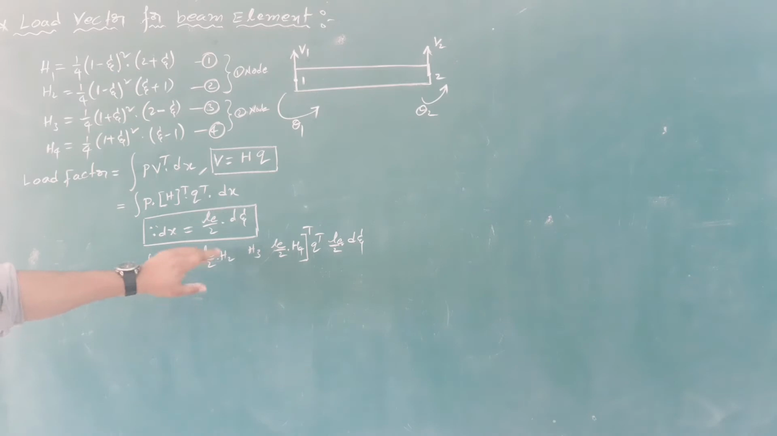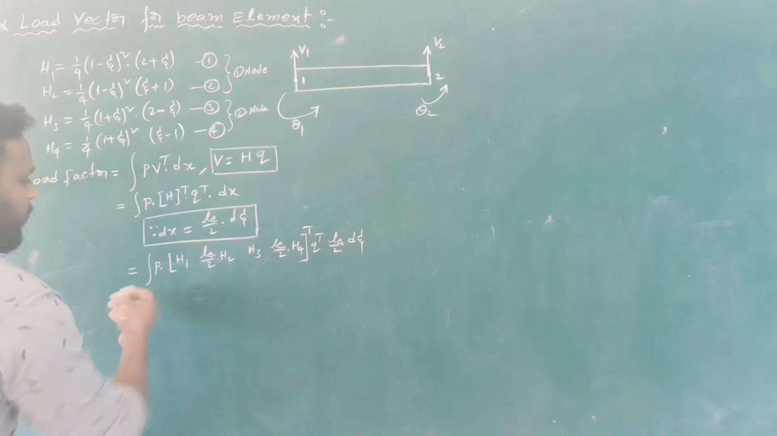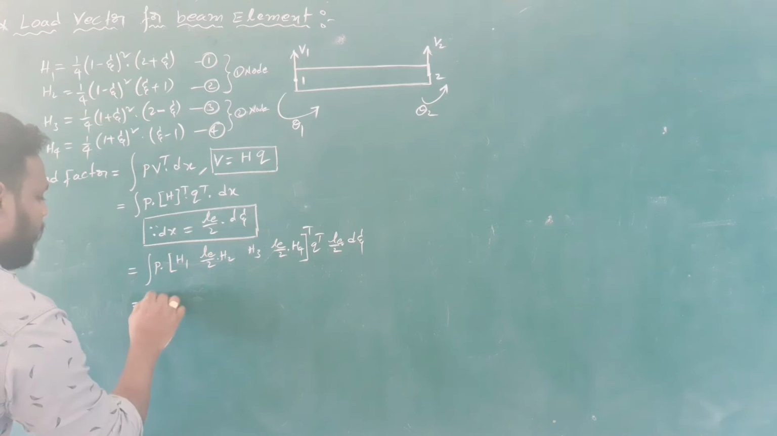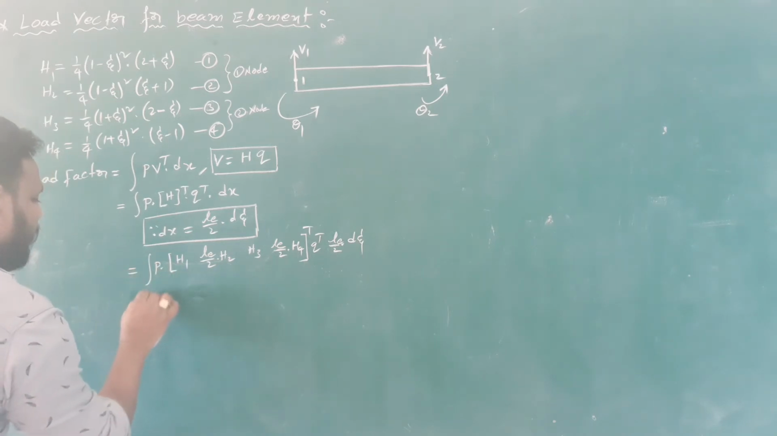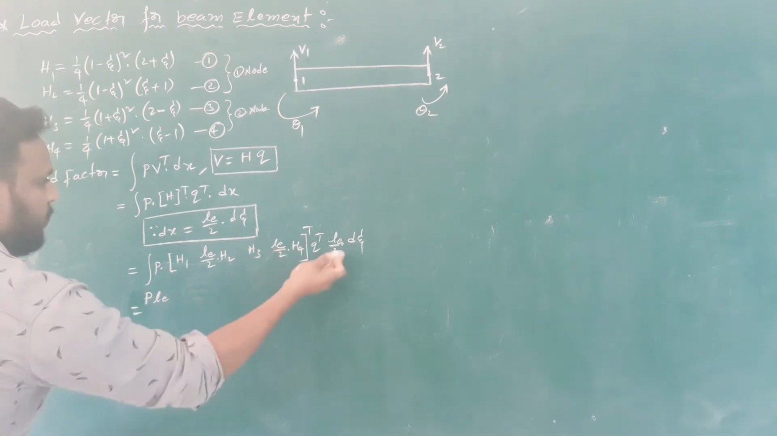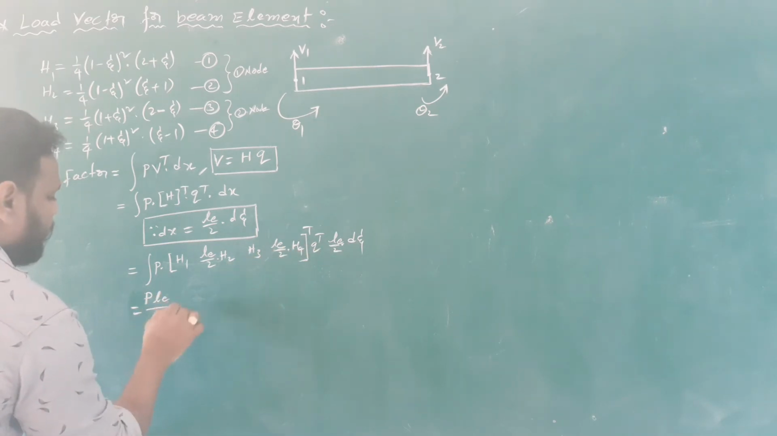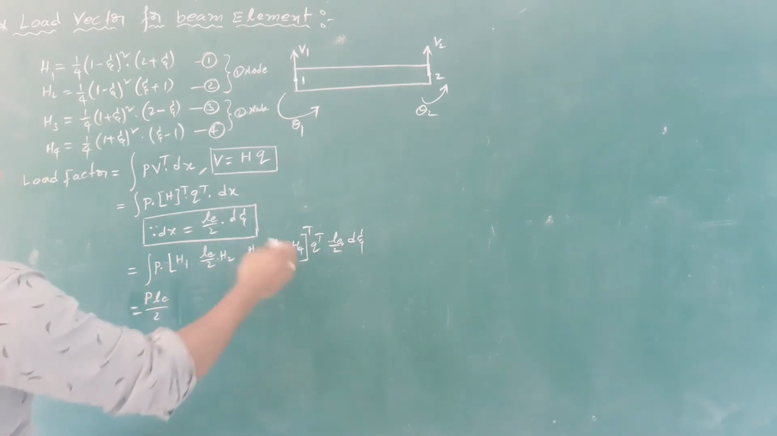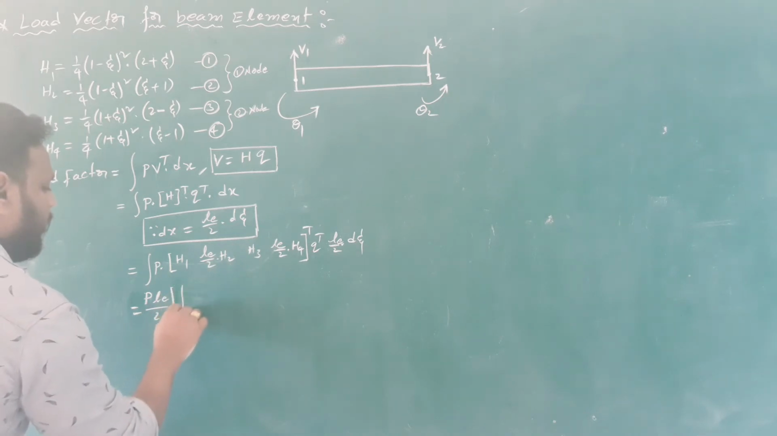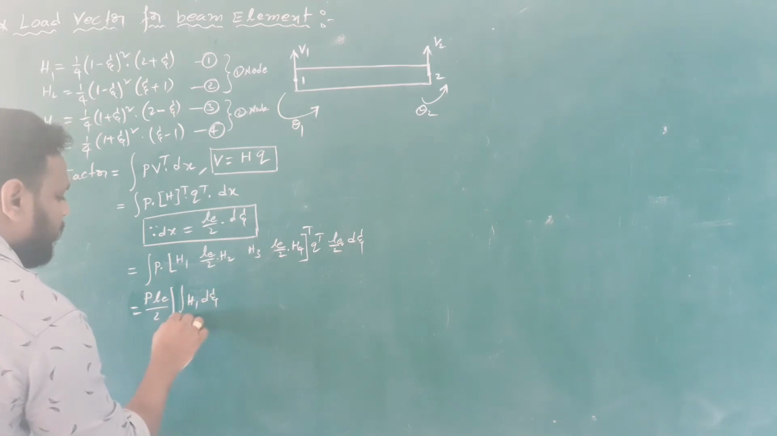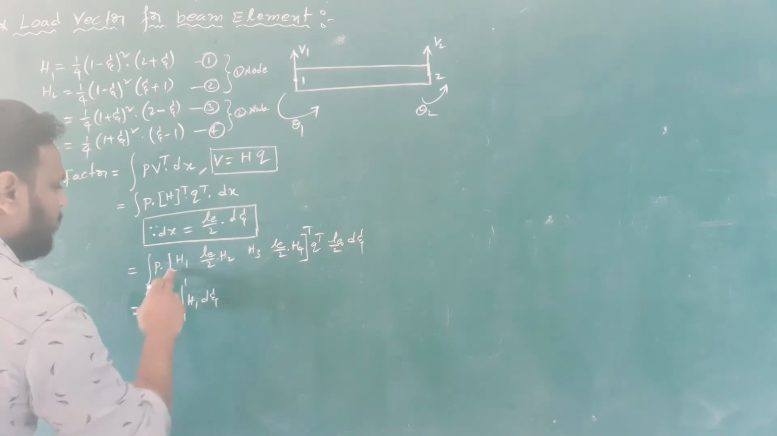P into H1 LE by 2. Here some constants are there, so I am writing them outside. P is constant here, and LE is also constant, and LE by 2 also constant. So apply integral to the entire relation, that is integral of H1 into dz, with limits -1 to 1. Okay, this is only this component.